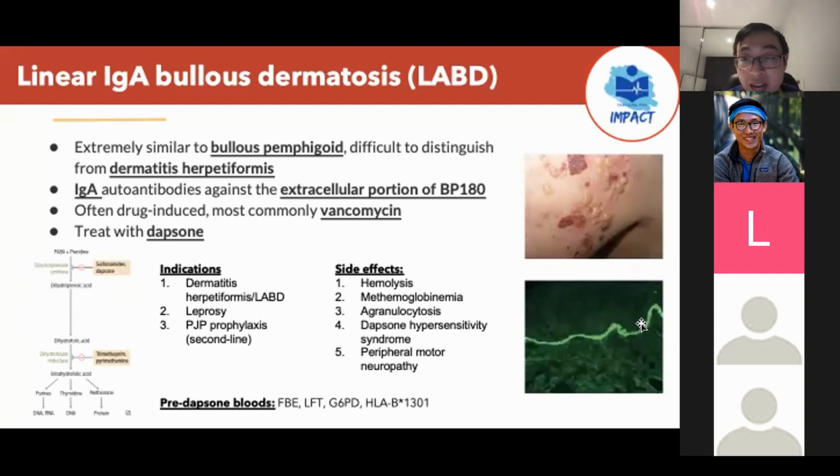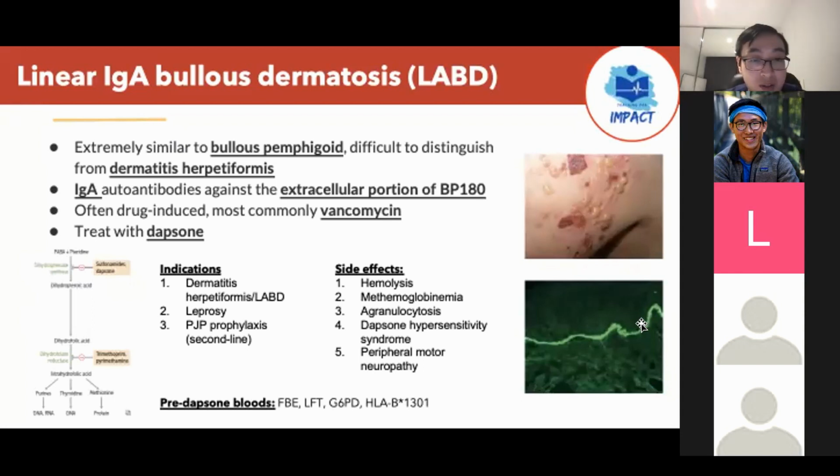So does anyone know how dapsone works? Dapsone obviously is an antibiotic, but do you guys know what class of antibiotic it is and how it works? Actually, it's sort of on the slide. It has the same mechanism of action as sulfamethoxazole. So it inhibits dihydropteroate synthase. That's an enzyme that's part of the folic acid synthesis pathway. It inhibits folic acid synthesis, which in turn inhibits DNA synthesis.